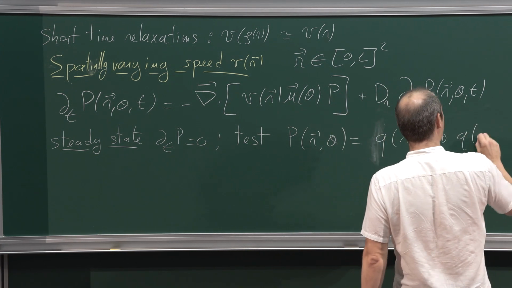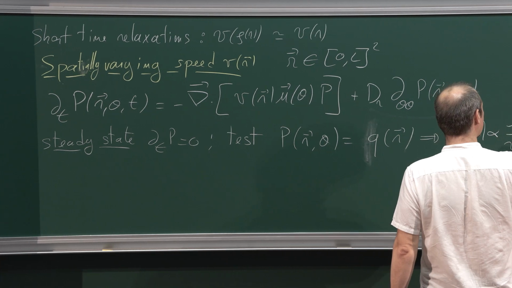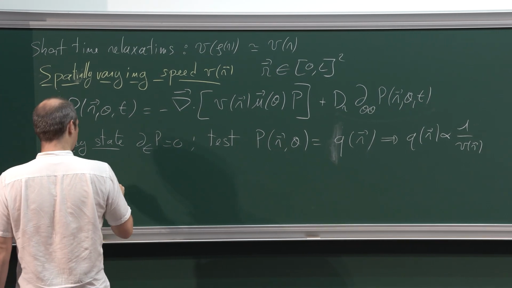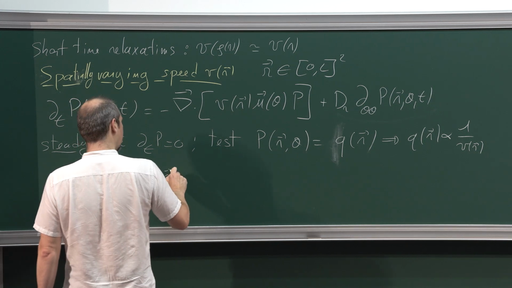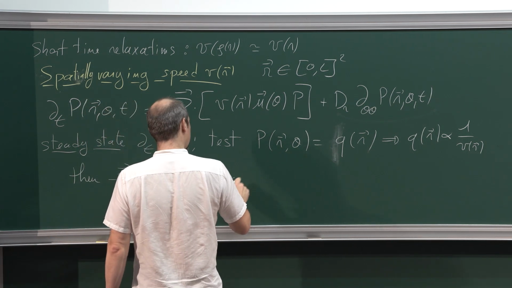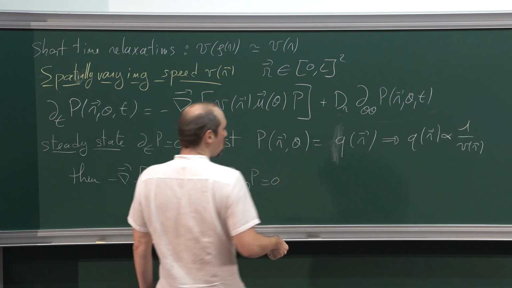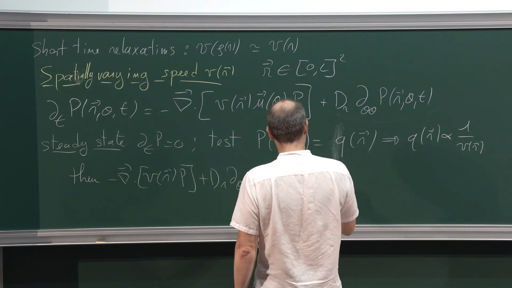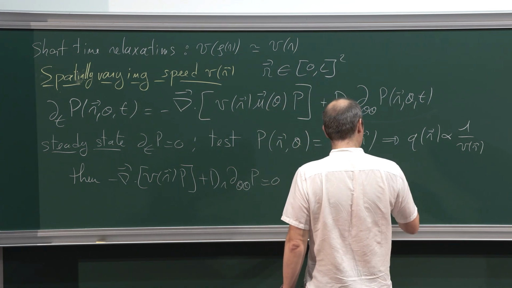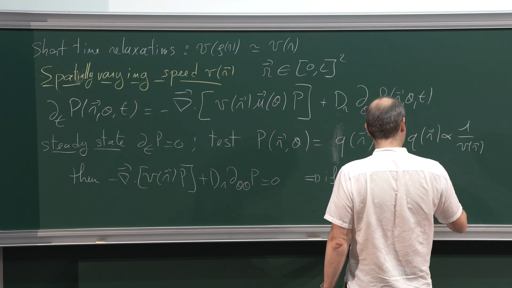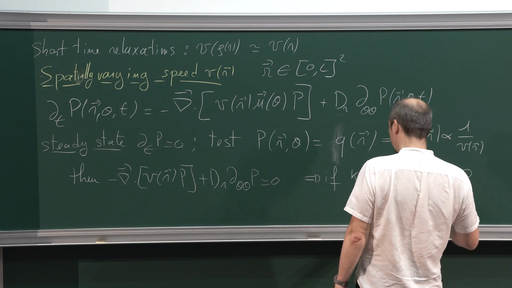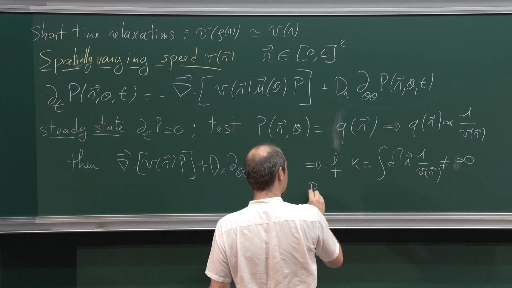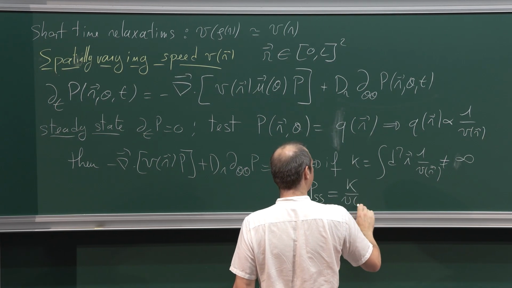So I can see that if Q of r is proportional to 1 over V of r, then I get minus div of V of r P plus D_r d_theta squared P equals 0. So I just have to check that I can normalize it, and if essentially V doesn't vanish, so if kappa inverse equals the integral d^d r 1 over V of r is less than infinity, then my steady state distribution, P steady state, is kappa over V of r.